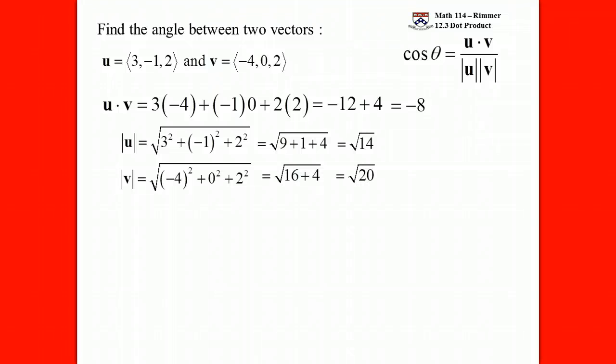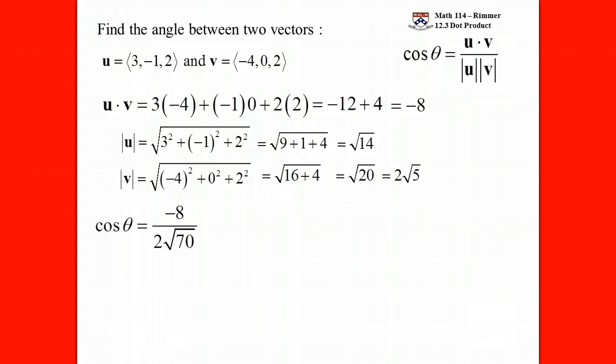So we multiply these two magnitudes. That's our denominator. We take the negative 8, the dot product. That's our numerator, and that should be the cosine of the angle between our vectors. If we want to, we can simplify root 20 at least. We call that 2 root 5. So it's a simple calculation. Not that bad at all.